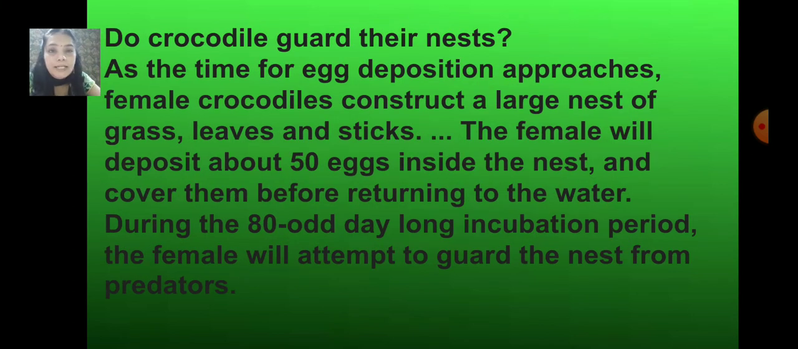Okay. Yes. Do crocodiles guard their nest? So as the time for egg deposition approaches, the female crocodile constructs a large nest of grass, leaves and sticks. So the female will deposit about 50 eggs inside the nest. So how is the nest built? It is built with grass, leaves and sticks. The female will deposit about 50 eggs inside the nest and cover them before returning to the water.